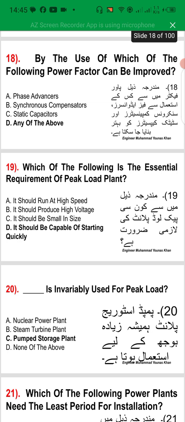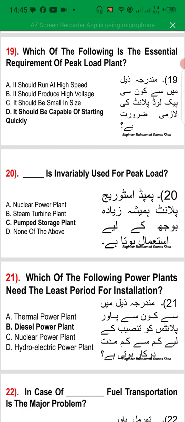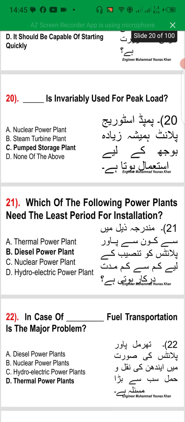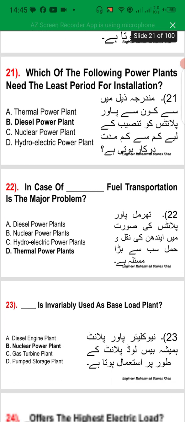By the use of which of the following can power factor be improved? Phase advancers, synchronous compensators, static capacitor. Which of the following is the essential requirement of a peak load plant? It should be capable of starting quickly. Pumped storage power plant is invariably used for peak load.